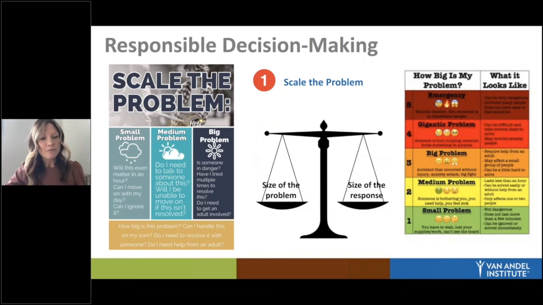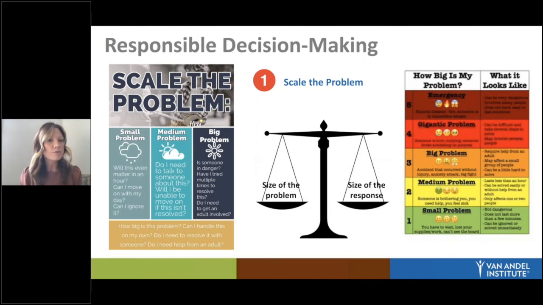Oftentimes we see this from really little kids all the way through, but sometimes when kids don't know how to figure out a problem or how to internalize it and respond appropriately, the decision that they make afterwards is heightened or unnecessary. So we really want to get kids to understand the size of the problem, and that their response to that should fit the size of the problem. So the size of their response should fit the size of their problem.